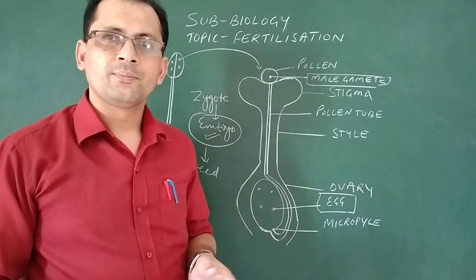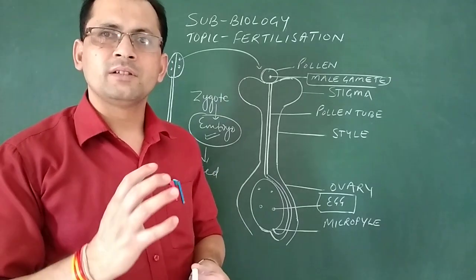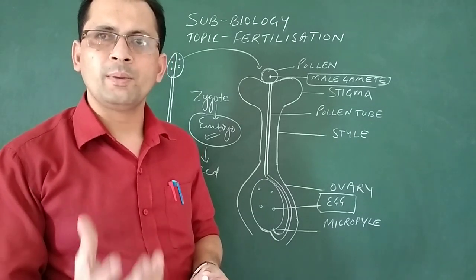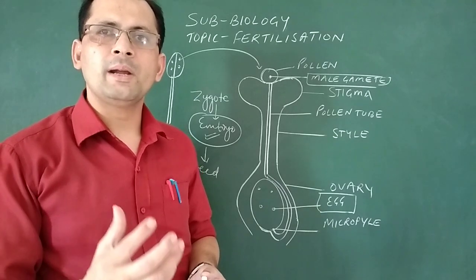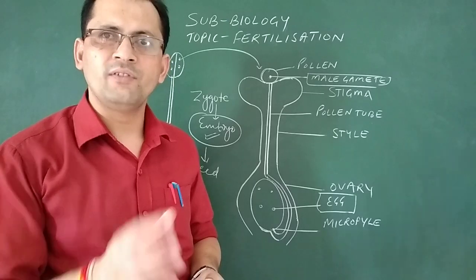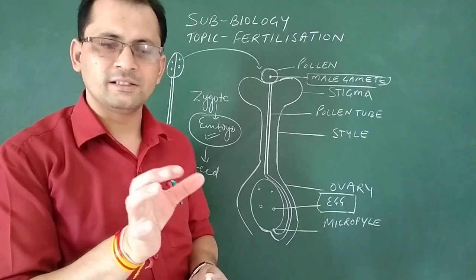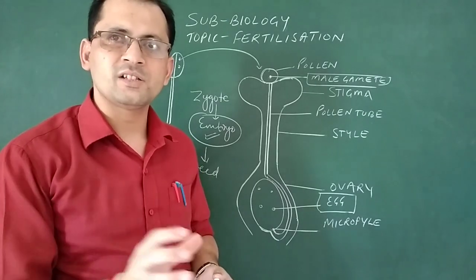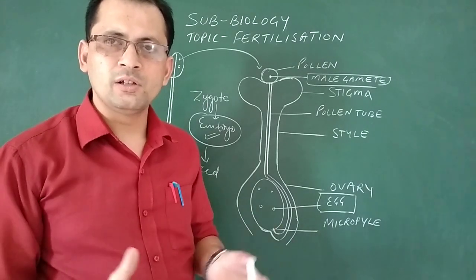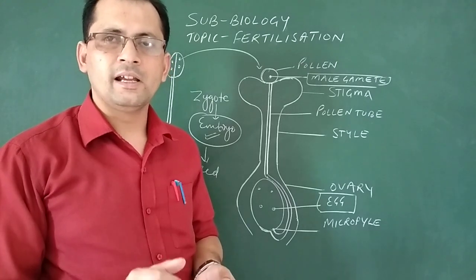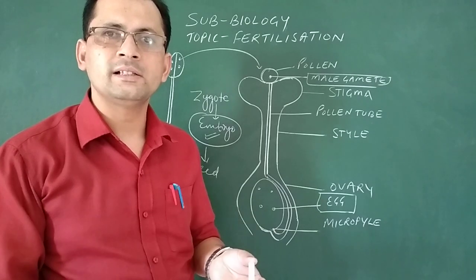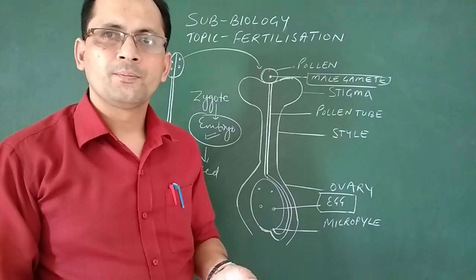The ovary may become thick or hard, like in the pod of the poppy plant, or it may become fleshy, like in the case of tomato. You can touch it and you will find that it is very fleshy. In case of apple also it is fleshy. So the fate of the ovary, the result of the ovary, is that it becomes fruit.